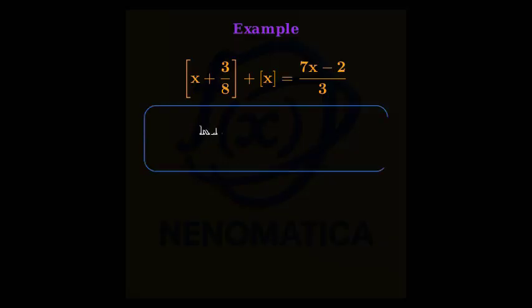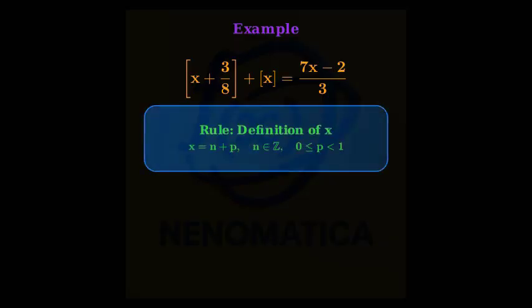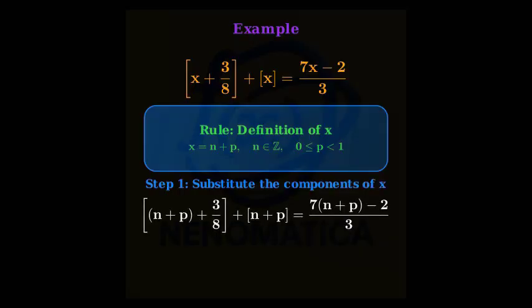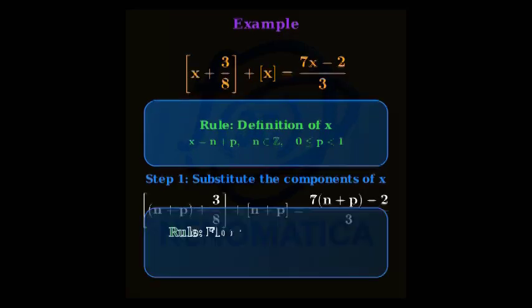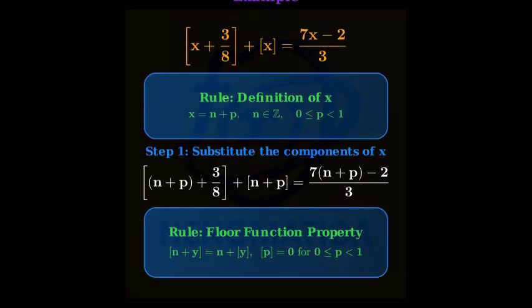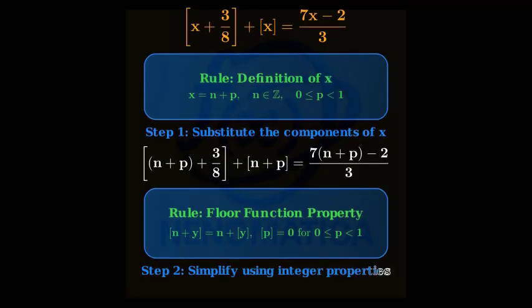We show the example label. We split x into its integer and fractional parts. By definition, write x equals n plus p with n an integer and p between 0 and 1. Now substitute this into the equation. Next, we use the property of the floor function with integers. The floor of n plus y is n plus the floor of y. Also, the floor of p is 0, since p is between 0 and 1. Apply these to simplify the equation.